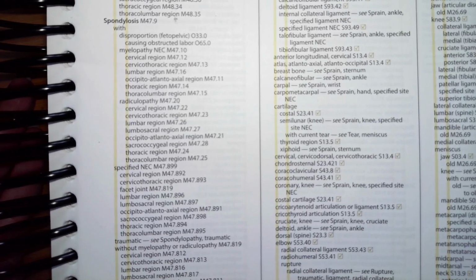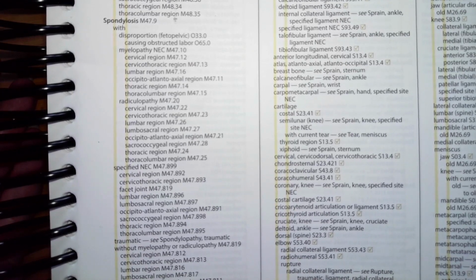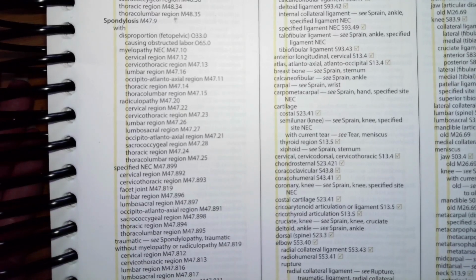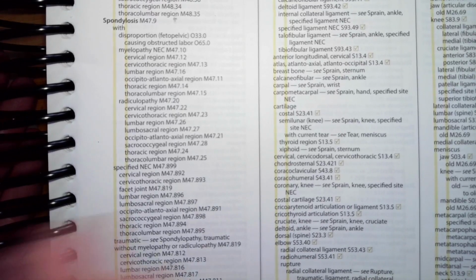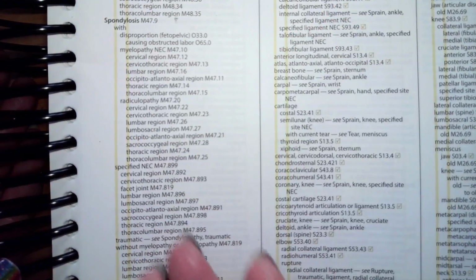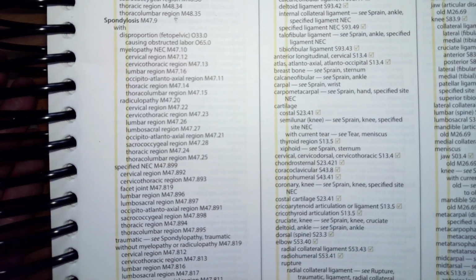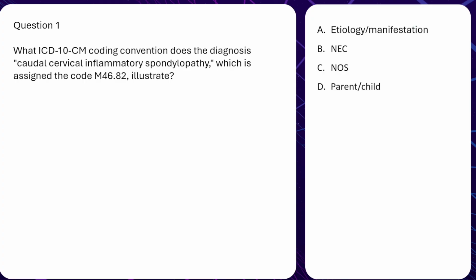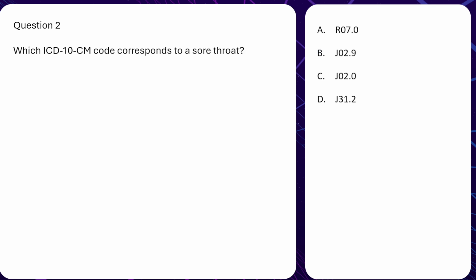So in that case, is this a NOS or an NEC? Is it not elsewhere classified or not otherwise specified? Well, they specified what type it is, right? We've got the specification in the question. So in this case, they did specify it. We just don't have a specific code, and that is what we refer to as the not elsewhere classified codes. Now, which ICD-10-CM code corresponds to a sore throat?